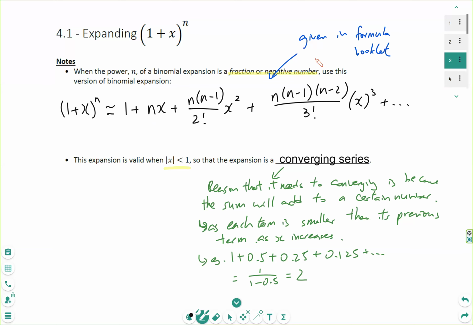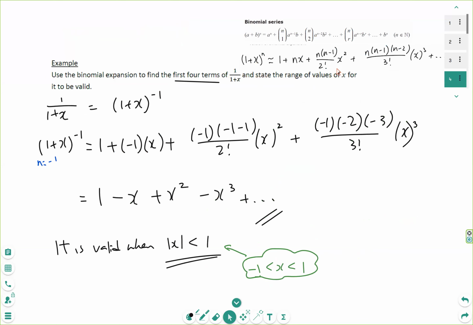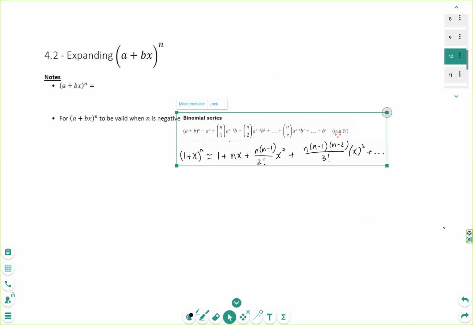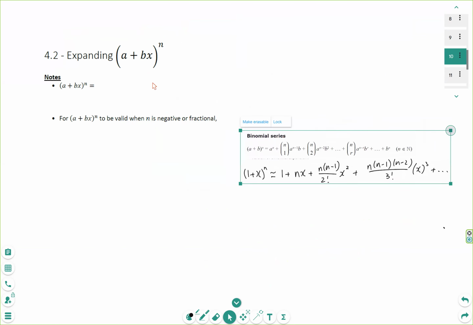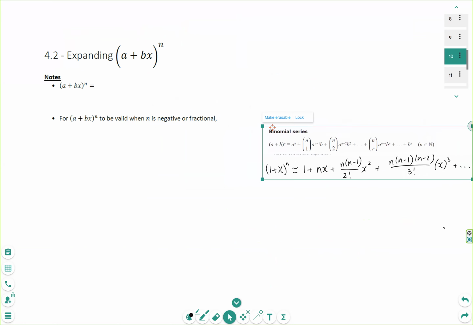This version of the equation is given in the formula booklet. You can see a plus bx to the power of n. We're not going to copy this one because it's not quite helpful in the solution bank. What we're going to do is use what we learned in 4.1.